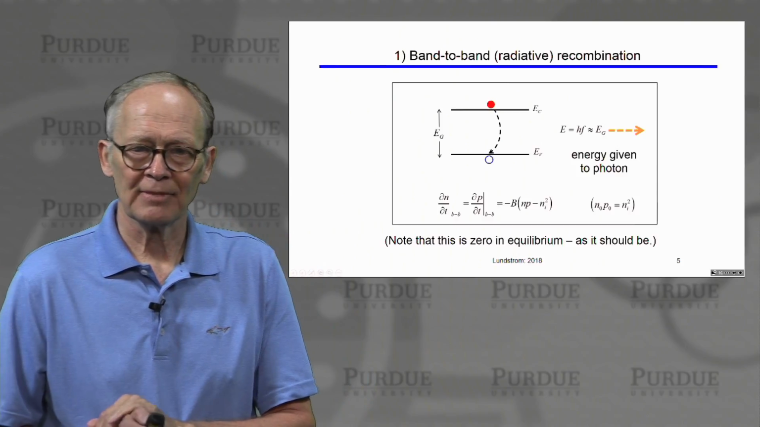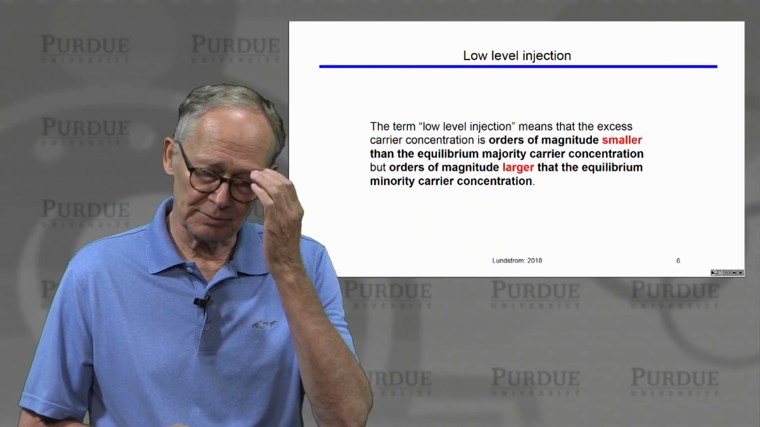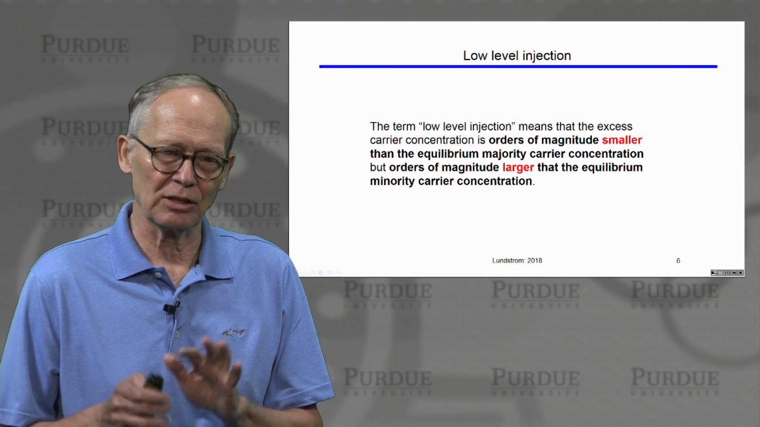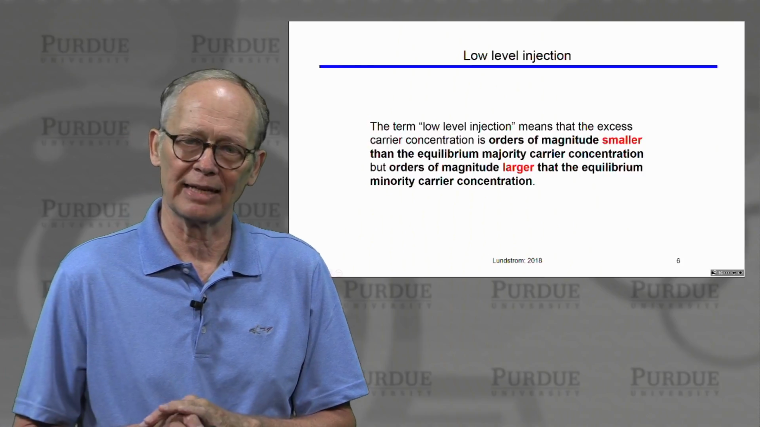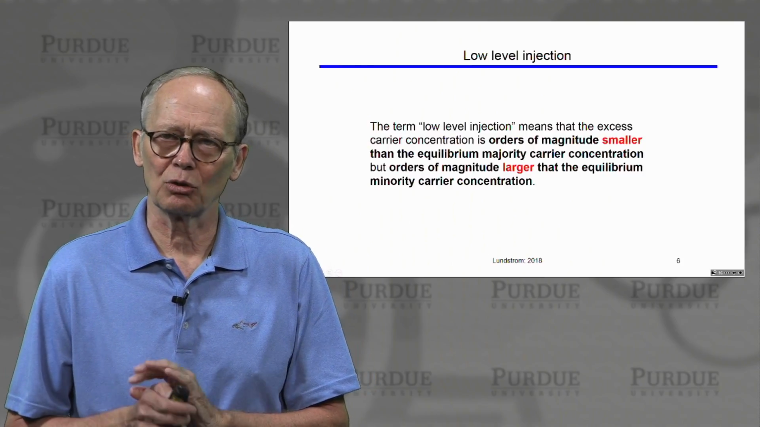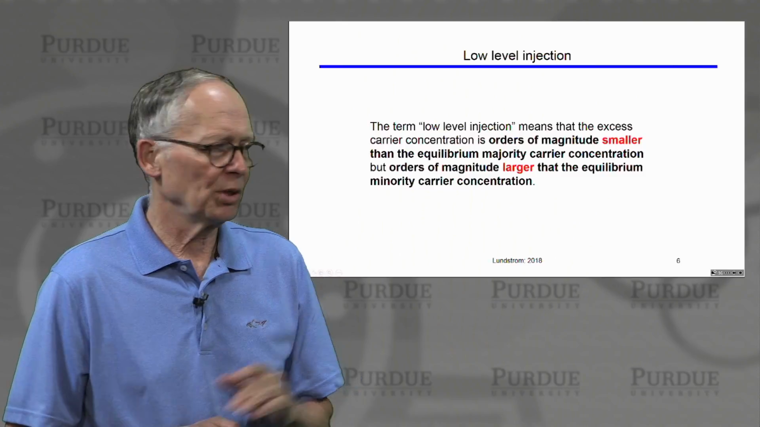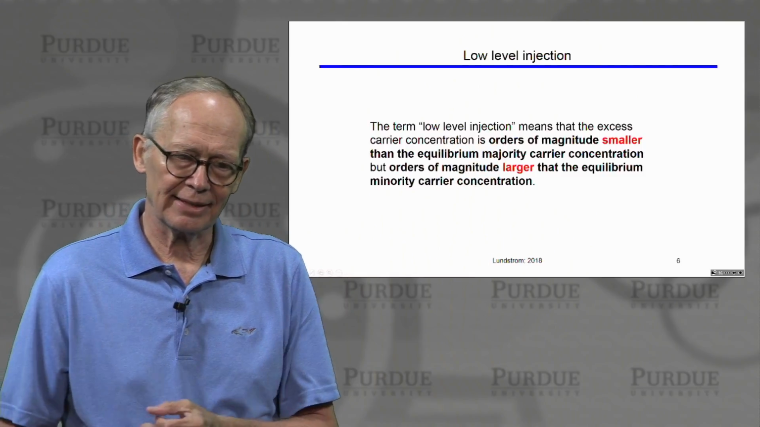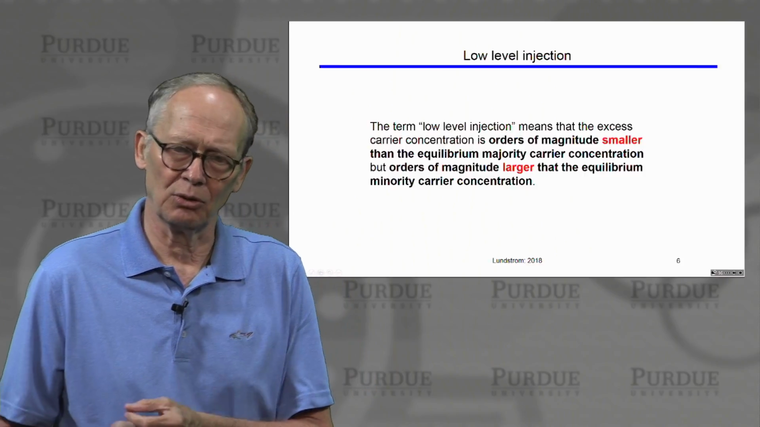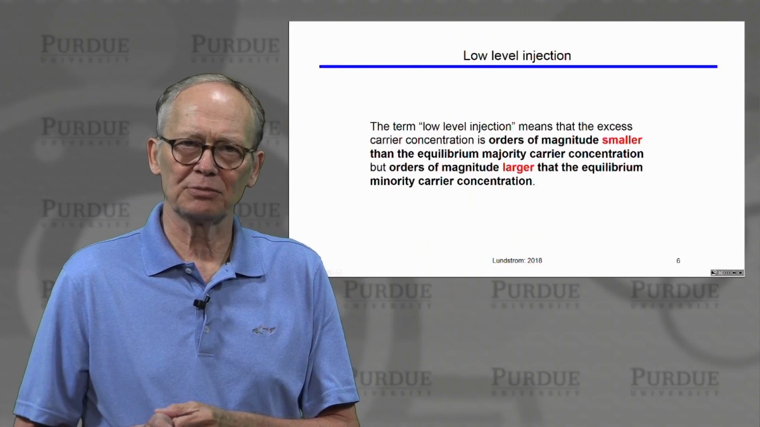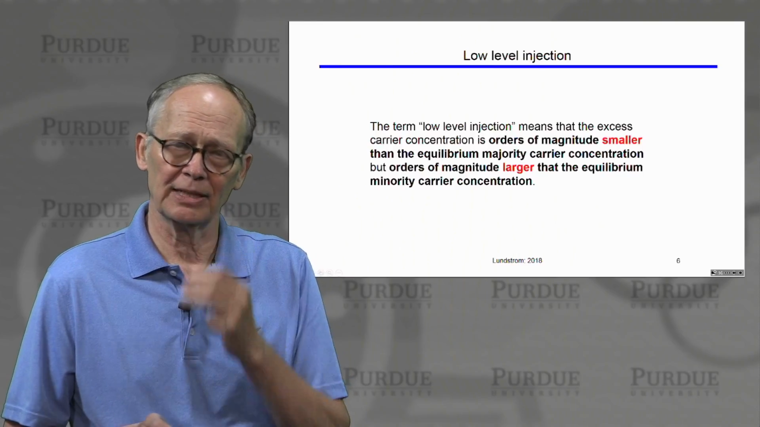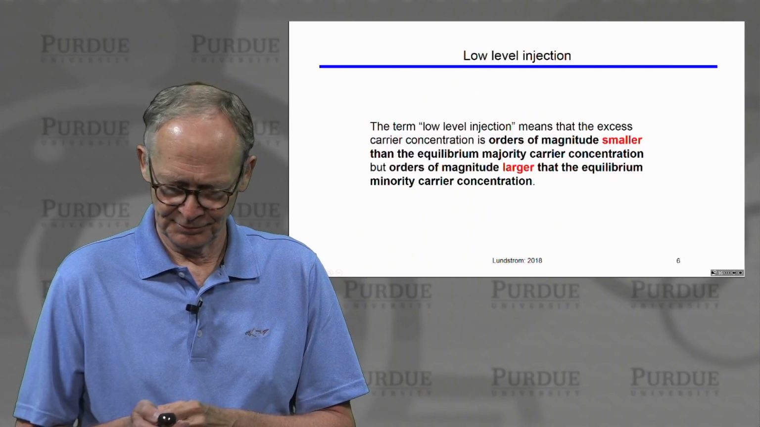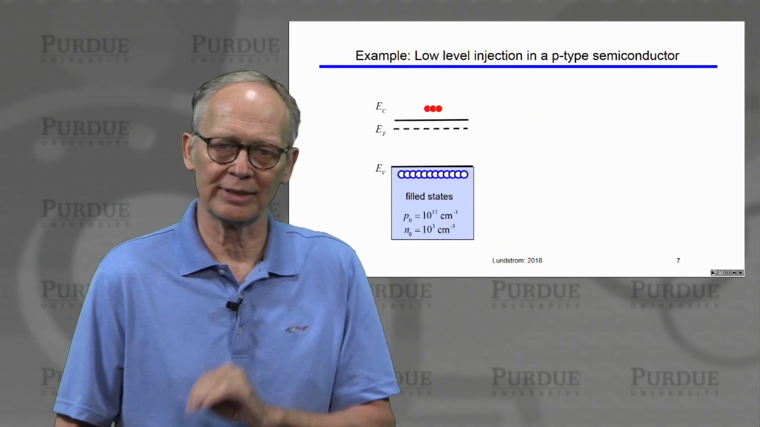All right, so there's a concept now that isn't necessarily valid, but which is valid often and which greatly simplifies our analysis of these problems, and that's called low-level injection. So what do we mean by low-level injection? It means that when we inject excess carriers, say equal numbers of electrons and holes, their concentration is small compared to the majority carrier concentration, but large compared to the minority carrier concentration. We can explain what that all means with an example.